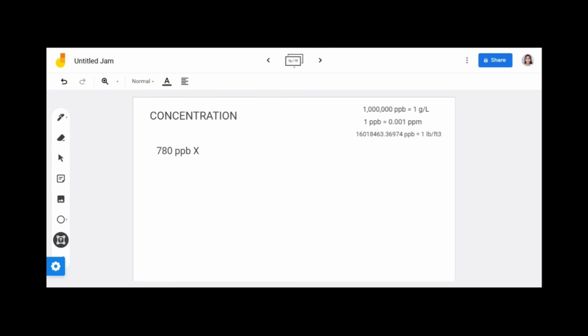For the second example in concentration, we have 780 again, but the unit is in ppb or parts per billion. So for every 1 million ppb, it is equal to 1 gram per liter. For every 1 ppb, there is 0.001 ppm, and 1601846.36974 ppb is equal to 1 pound per cubic foot. The first example is in metric unit. 780 ppb times 1 gram per liter over 1 million ppb. Cancel the unit is equal to 7.8 times 10 raised to negative 4 grams per liter.